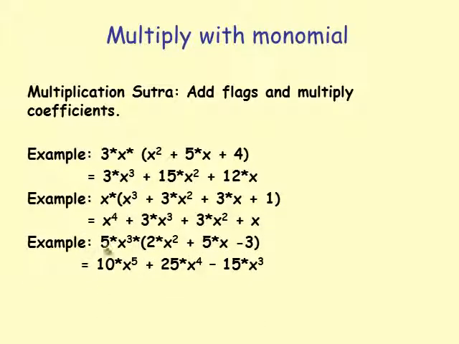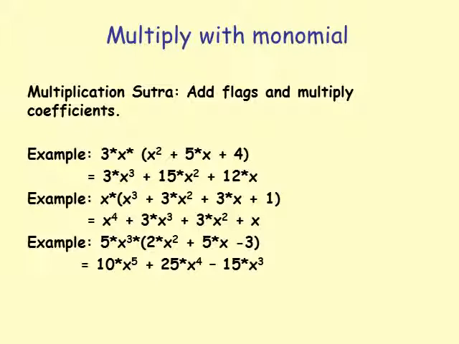Let's continue here. 5x cubed times 2x squared plus 5x minus 3. So the flag value is 3. We would add for the first term 3 plus 2 is 5, so the flag value is 5. For the second term the flag value would be 3 plus 1 is 4. For the third term the flag value would be 0 plus 3.